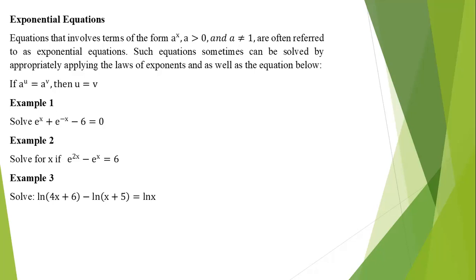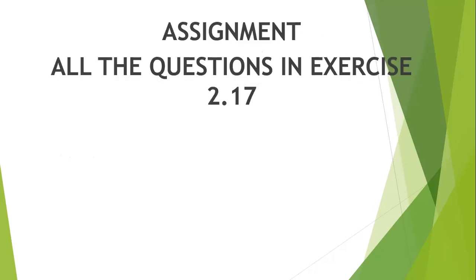The same thing applies to this second question. Just say e raised to power x is equal to p. Then we have what? p squared minus p equals 6. Then you solve the quadratic. Now the third one, solve the ln. You are going to take the ln as if it's a log. Then you solve normally. That is where we are going to stop for this part of the course.